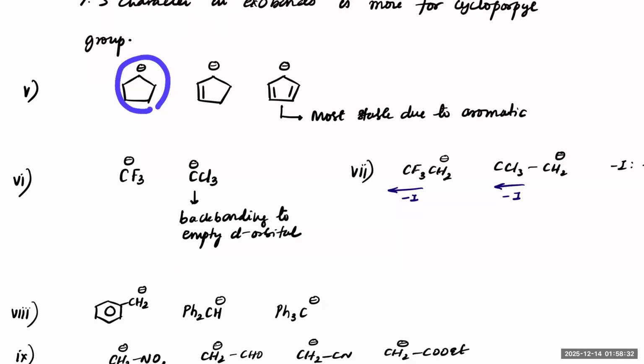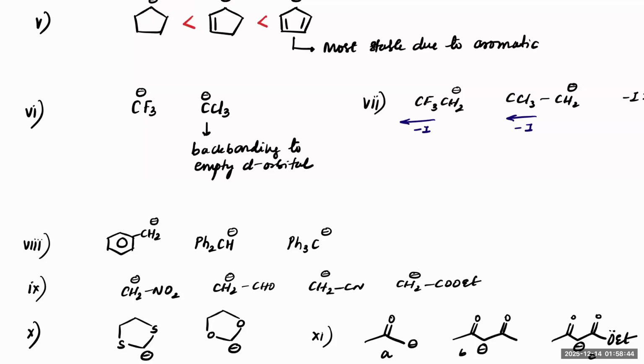Here there is no resonance. Here there is some resonance. Here there is resonance with aromaticity. So aromaticity will definitely complement it to be highly stable. Okay. Next, sixth one, CF3 minus and CCl3 minus.